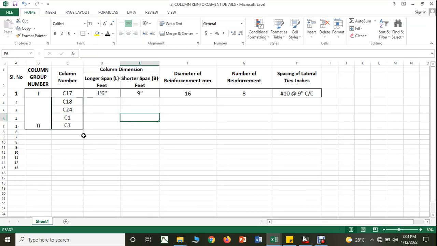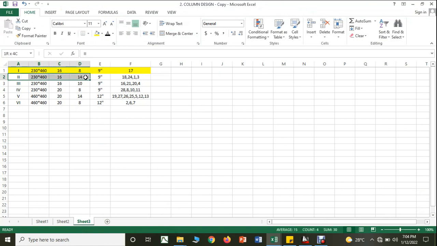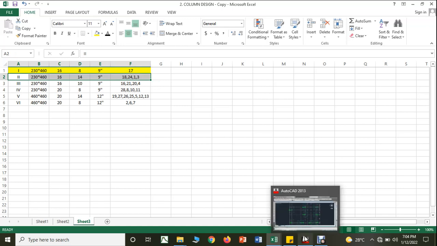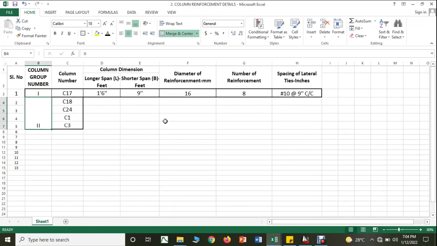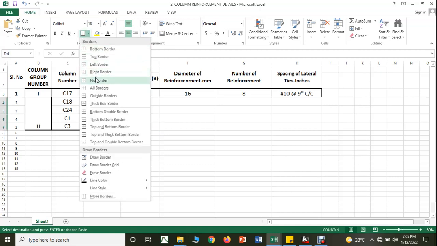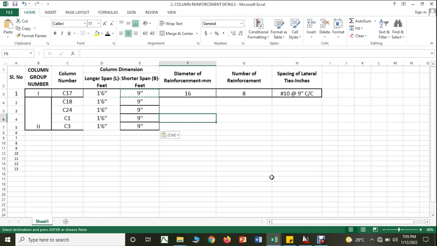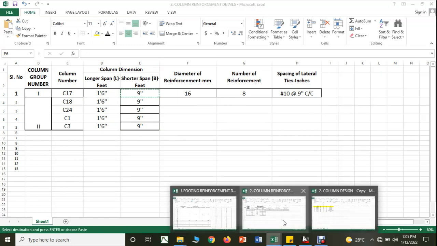So that is group number 2. Then what is its dimension? Its dimension is again 230 by 460, that is a 9 inch by 1 feet 6 inch column. So therefore my larger and smaller dimensions will be the same: 1 feet 6 inch and 9 inch.